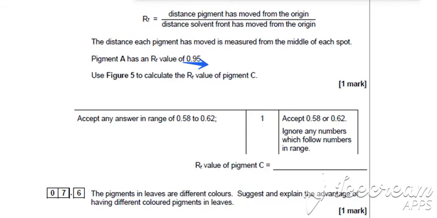We now can put our value in that we've got for pigment C, so we know how far the actual dot moved from the origin, and we divide that by the distance that the solvent has moved that we've just calculated from our pigment A RF value and the distance pigment A moved. So we should end up with an answer within the range of 0.58 to 0.62.